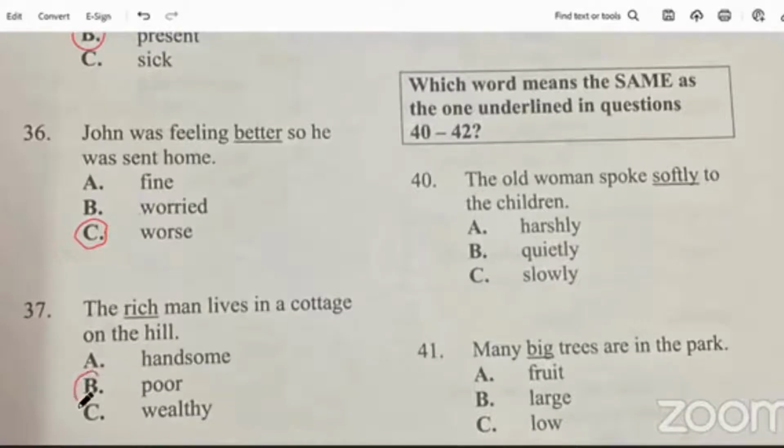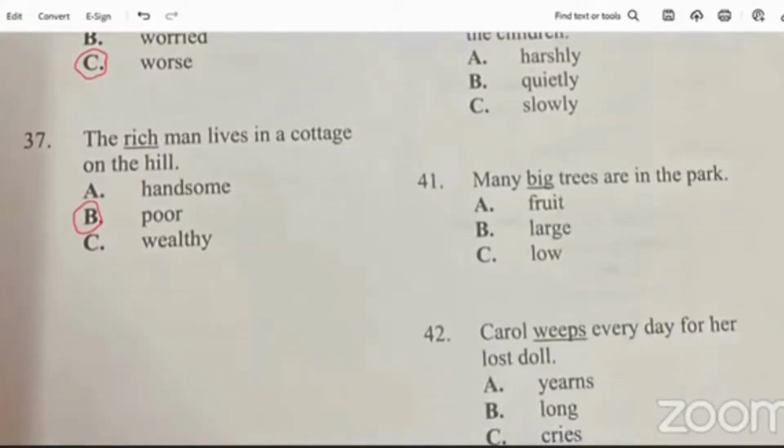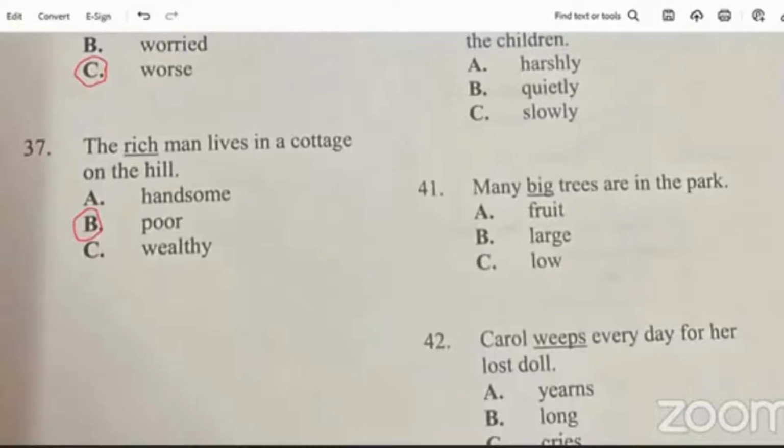Make sure you're paying attention to the instruction. They want the opposite. So think carefully before you go ahead and answer. Make sure you're answering the correct thing.